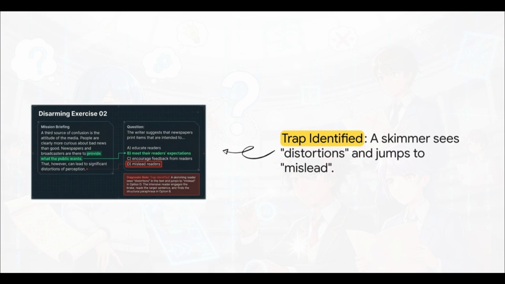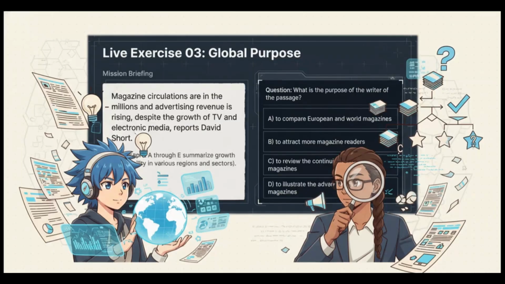All right, let's break down the trap on this one, because it's a good one. A skimming reader sees the word distortions in the text, and their brain just makes an instant connection to option D, mislead readers. I get it. It's an easy, tempting jump to make. But an operator, someone like you, using the protocol, engages the break. You slow down, you read carefully, and you see the real key phrase, provide what the public wants. And then you see the perfect paraphrase in option B, meet their readers' expectations. Boom, trap disarmed.